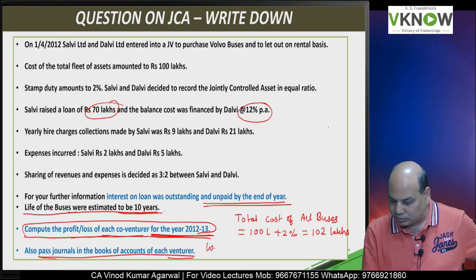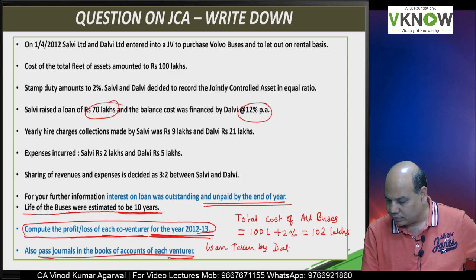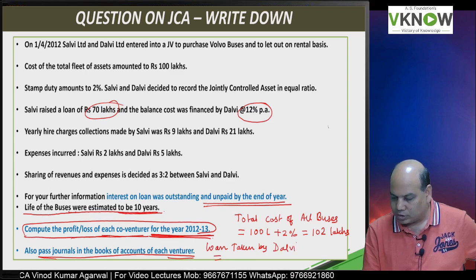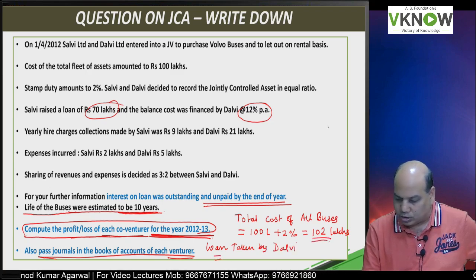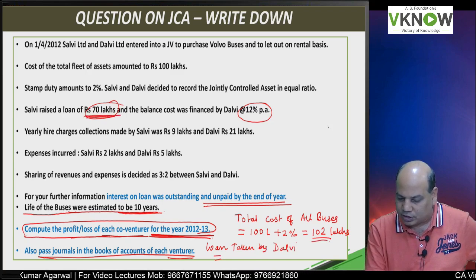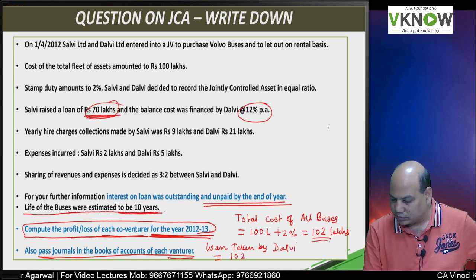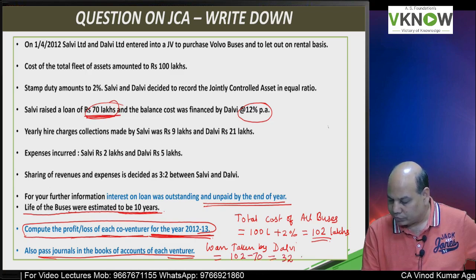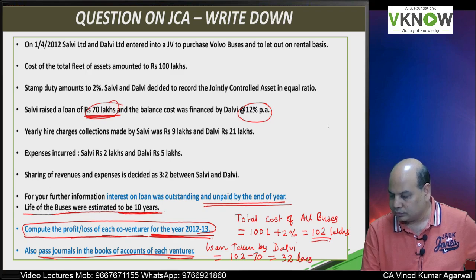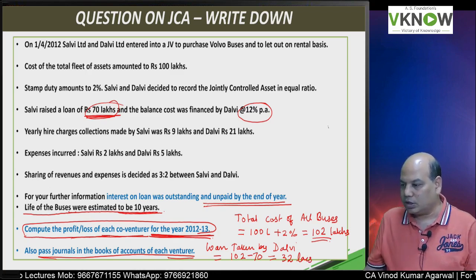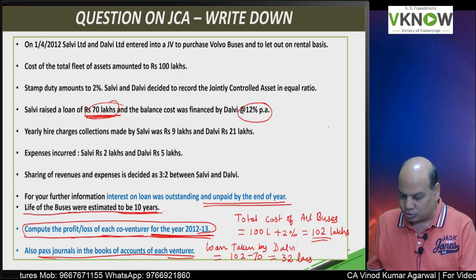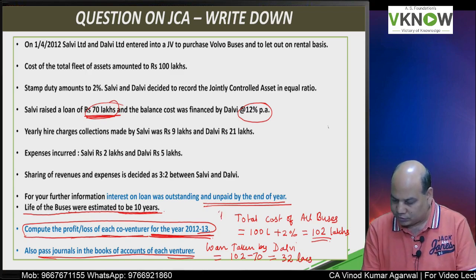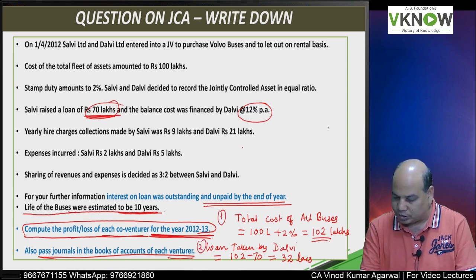Second, write down loan taken by Dalvi. Total cost is 102 lakh. Salvi has taken a loan of 70 lakh. Therefore, Dalvi will take a loan of 32 lakhs. Dalvi will take a loan of rupees 32 lakhs. This is first point. Second point.